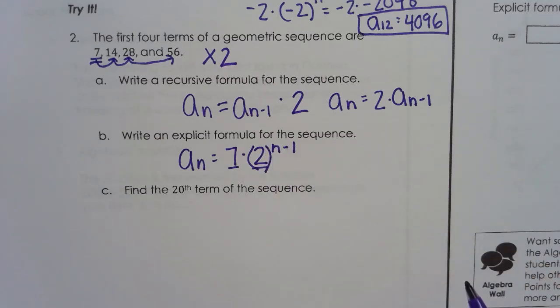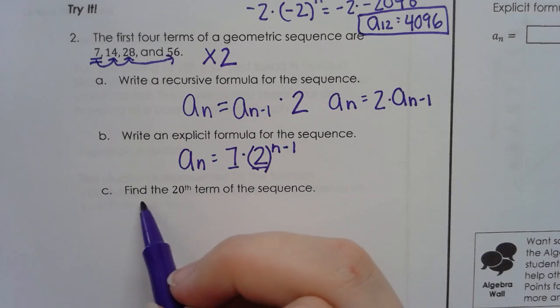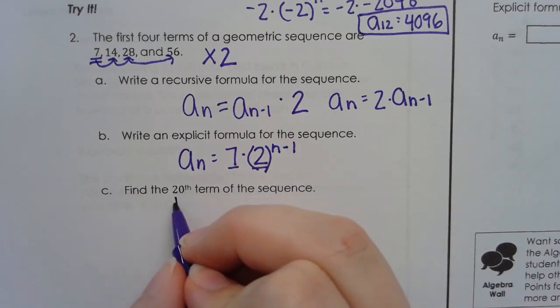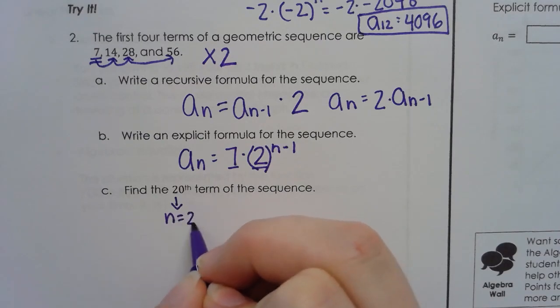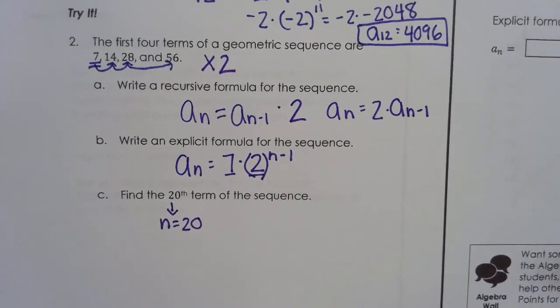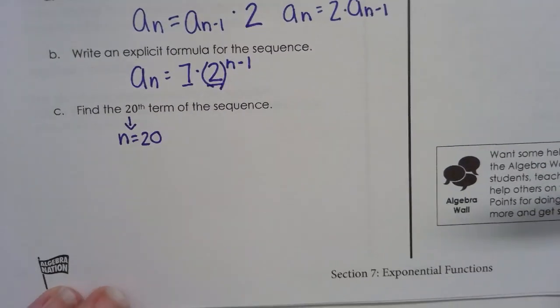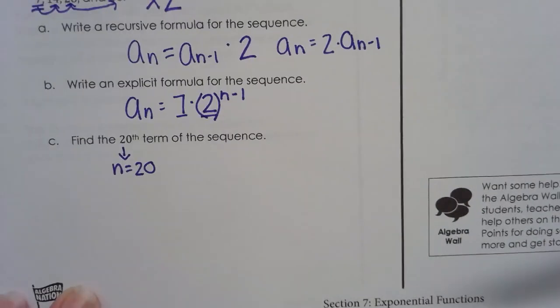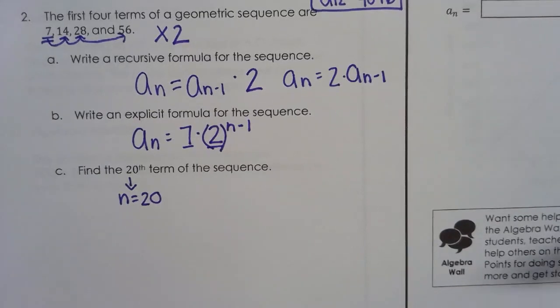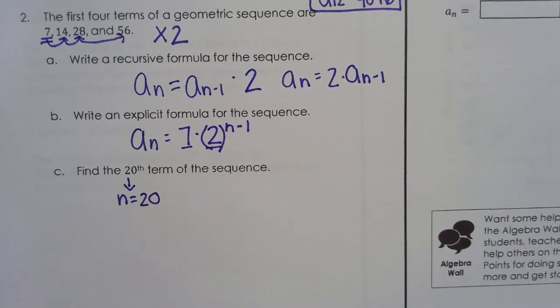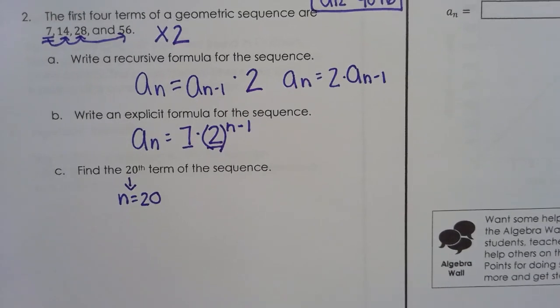Understood? Okay, great. So then if it says find the 20th term of the sequence, what that means is that n equals 20. So in the place of n, in my explicit formula, I'm going to put 20. Now, this is a prime example of when I probably would not want to use the recursive formula. Technically, you still could, but we don't want to kill trees or waste our time.